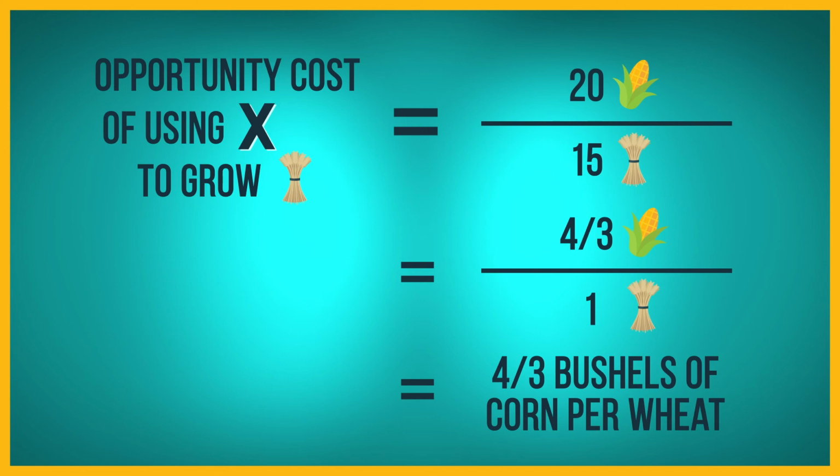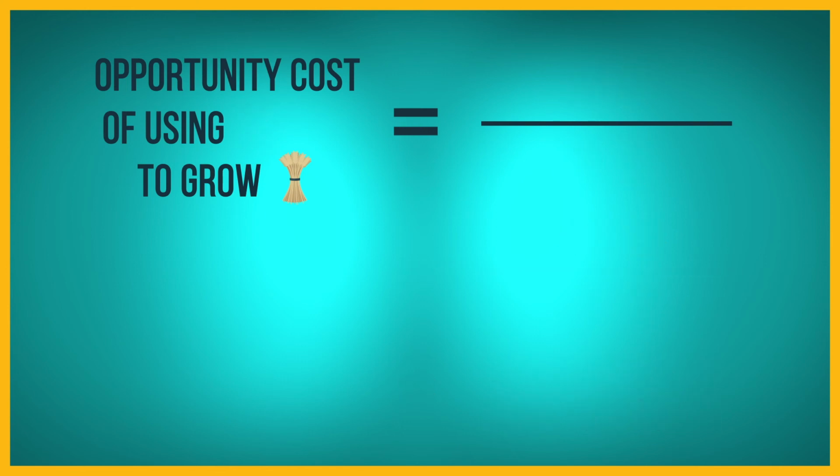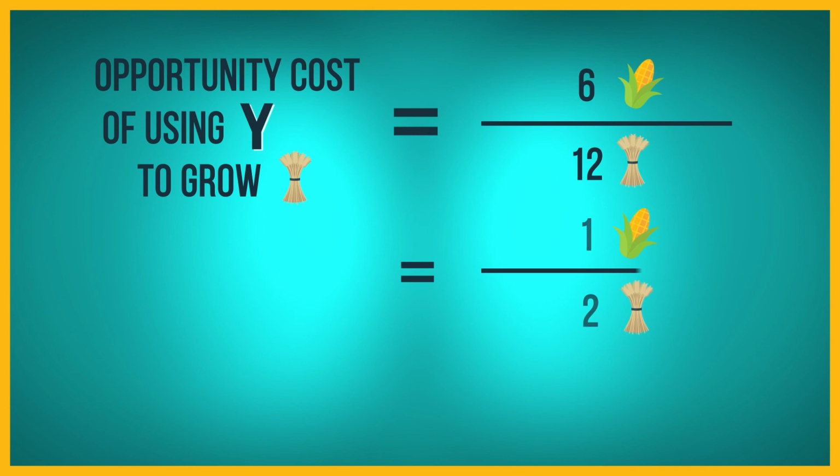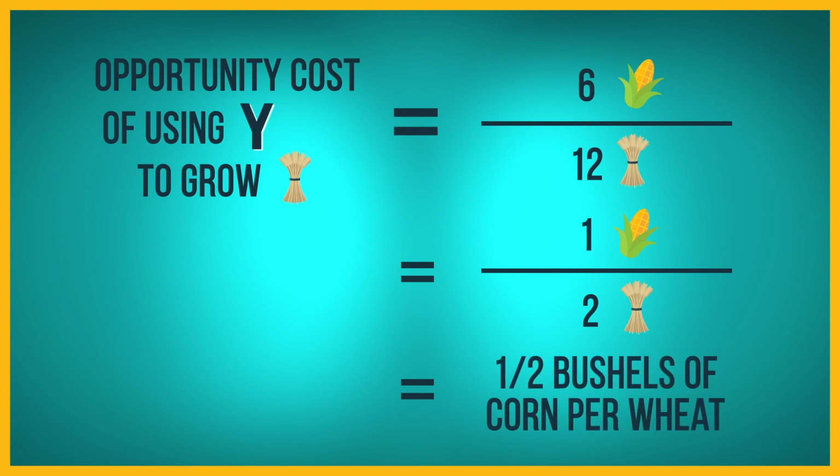When the economy reallocates an acre of Y from corn to wheat, the economy gives up 6 bushels of corn and gains 12 bushels of wheat. Therefore, the opportunity cost of growing 1 bushel of wheat using Y equals 1/2 bushels of corn per bushel of wheat.